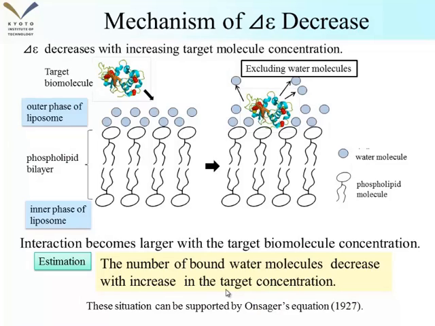We consider mechanism of decrease in delta epsilon. The decrease depends on the target biomolecule concentration. This indicates that the number of bound water molecules decrease with increasing target concentration. It is natural to estimate that the interaction becomes larger with increasing concentration of the target biomolecule. This illustration shows the example of the mechanism. In the interaction, the target external biomolecule approaches and excludes bound water molecules on liposome. As a result, the number of bound water molecules decreases and the corresponding relaxation width decreases. We think that these situations are supported by Onsager's equation.